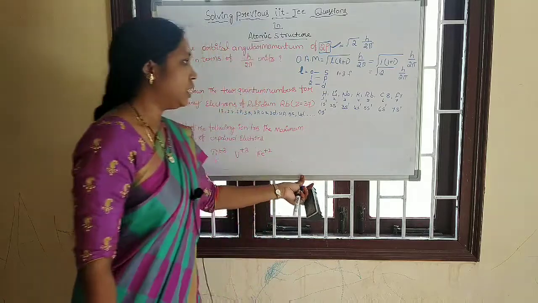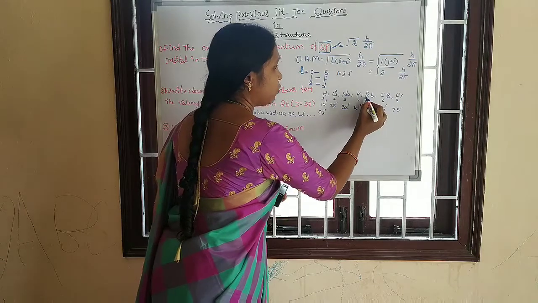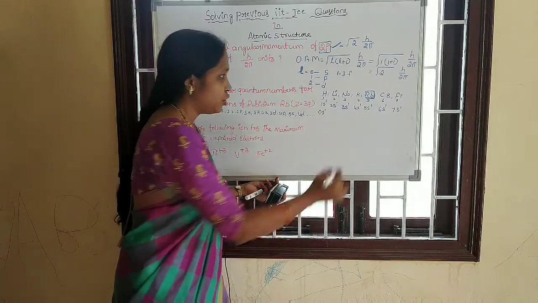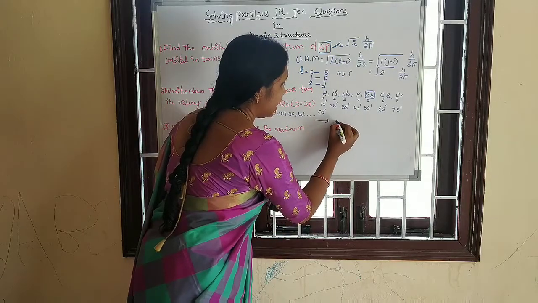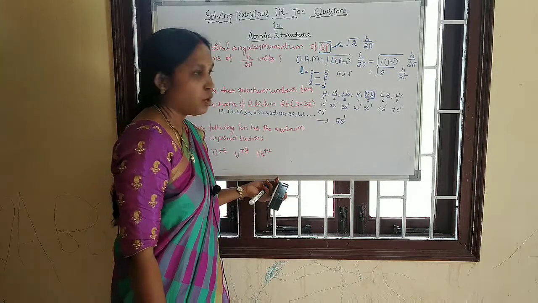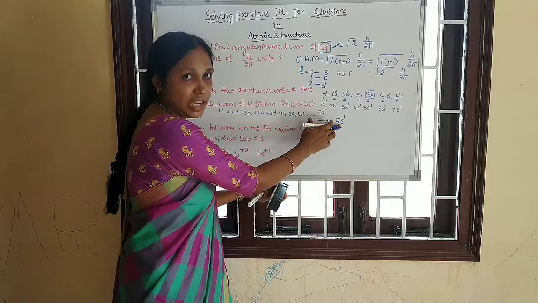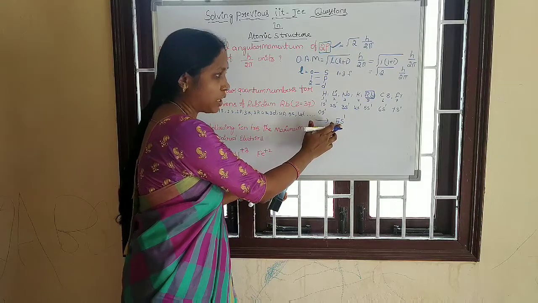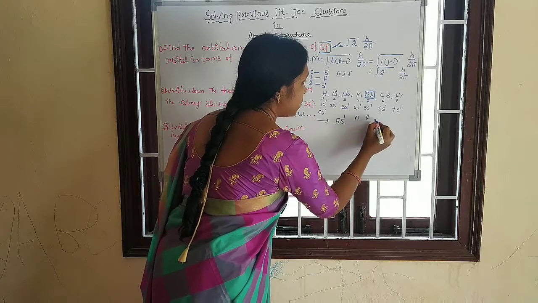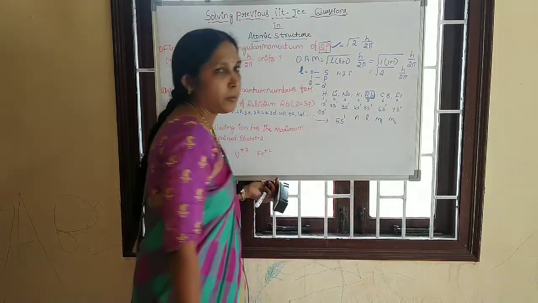Here he asked about rubidium. Rubidium is in which group and which period? First A group and fifth period element. So it has the valency configuration 5s1. So here it has only one valency electron. Write down the 4 quantum numbers. What are the 4 quantum numbers? Principal quantum number, azimuthal quantum number, magnetic quantum number and spin quantum number.